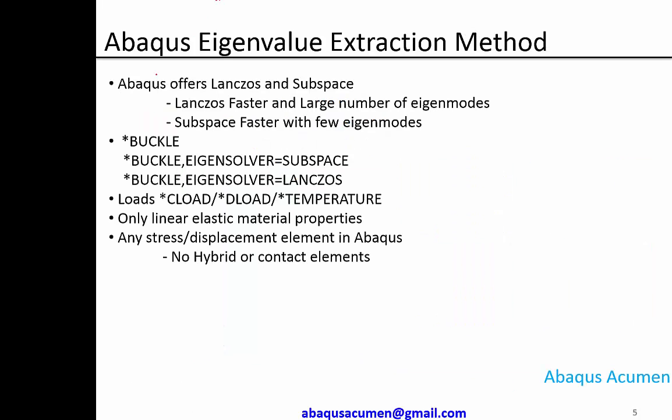And just on the linear buckling side, we are going to use a star buckle. You have two different solvers which Abaqus offers. Lanczos is faster for a large number of eigen modes. Subspace is faster with a few modes. You can use star C load, D load, temperature, only elastic property because it's just the perturbation step, and no hybrid or contact element.